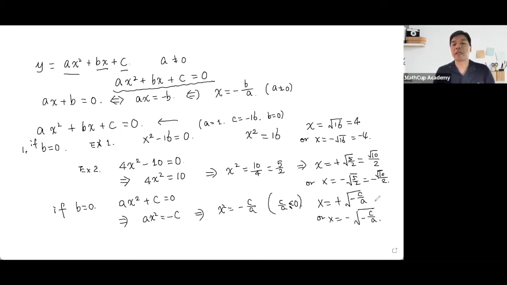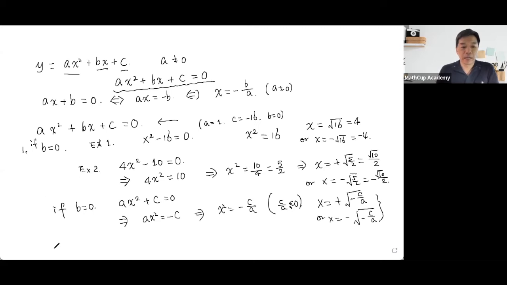Now, obviously, when we have actual numbers for c over a, we need to simplify this radical, right? But that's kind of the detail of the exact solution. The real solution is just the square root of minus c over a, taking the plus or minus sign. So if b equals 0, we know how to solve this. It turns out very simple. Now, of course, the question here is, what if b is not 0?